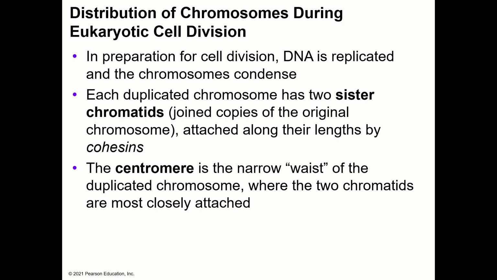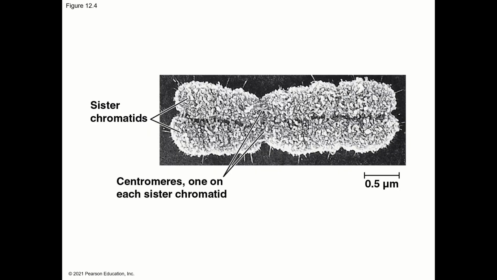Distribution of chromosomes during eukaryotic cell division. In preparation for cell division, DNA is replicated and the chromosomes condense. Each duplicated chromosome has two sister chromatids, joined copies of the original chromosome, attached along their lengths by cohesins. The centromere is the narrow waist of the duplicated chromosome where the two chromatids are most closely attached. Here we see two strands of chromatids bound together near the centromeres.